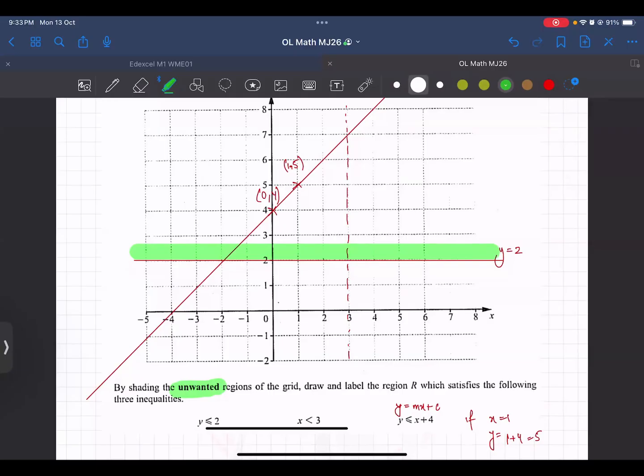Then you have x is less than 3. Less than 3 is to the left side of the vertical line, but you would shade the right side. Yes. Then y is less than x. Less than x is the part which is below. We don't want that. The above part will be shaded. Yes.